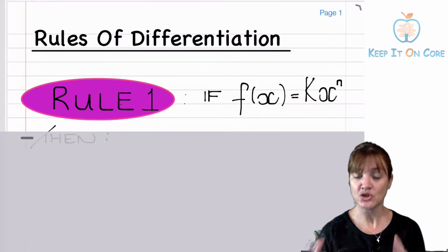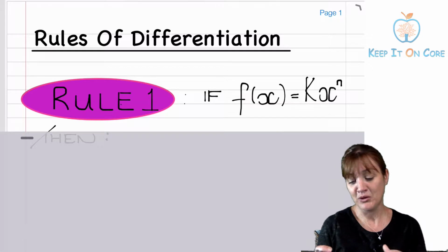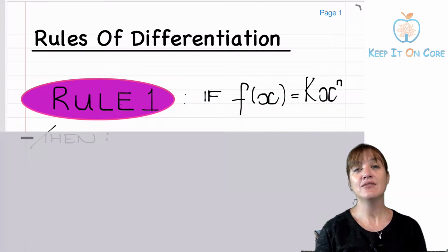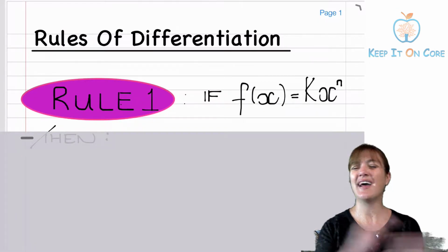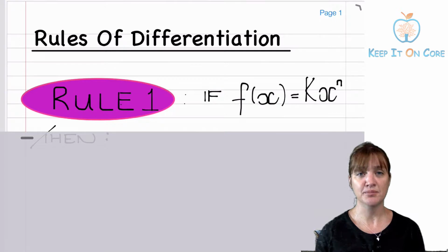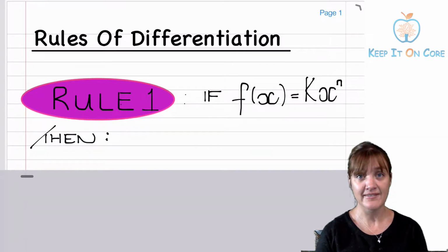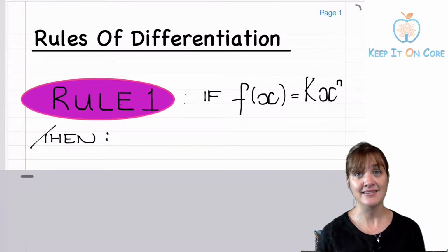You can use a much shorter way of doing it, and this would be what we're calling our rules of differentiation. These rules help you find the derivative of a function without needing to go through that whole first principles process. Now there's a couple of rules that you need to know for this that are going to be handy and are going to help us understand how to find the derivative.